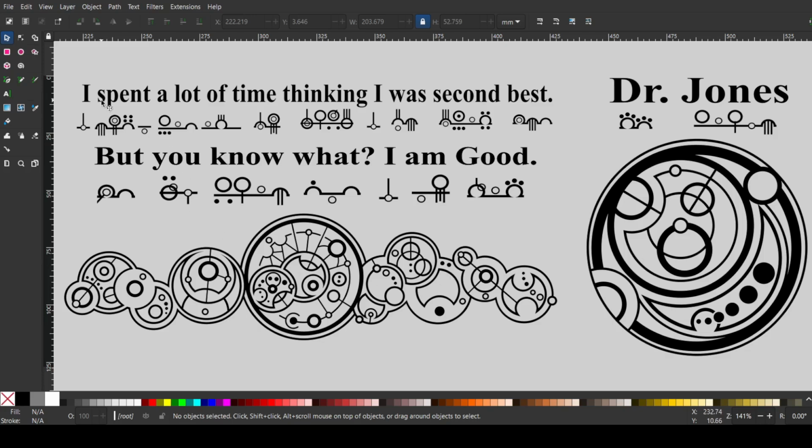So, first things first, I want to talk about these three different sections. So we have this regular English section, and then we have this section here. This is done in the unraveled variation of the script. So this is the word I, this is the word spent a lot of time thinking. I was second best, but you know what? I am good. And then this is Dr. Jones.